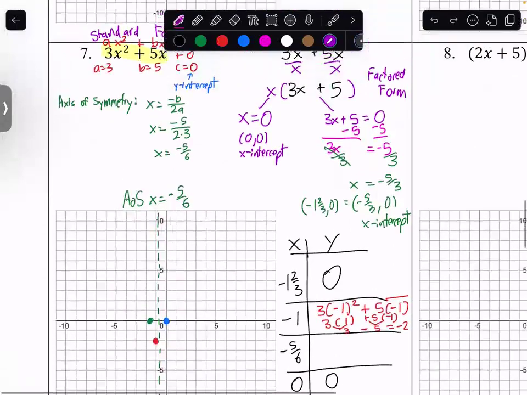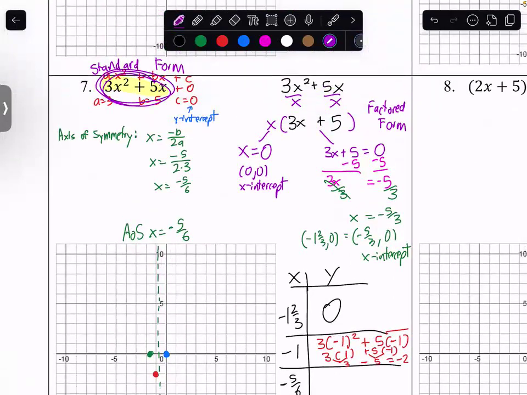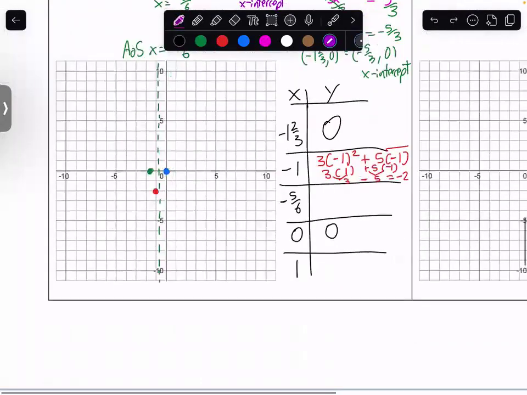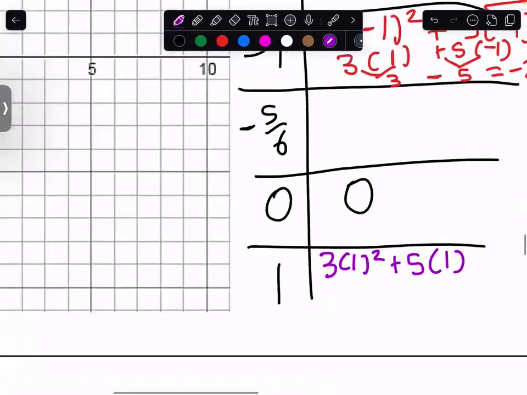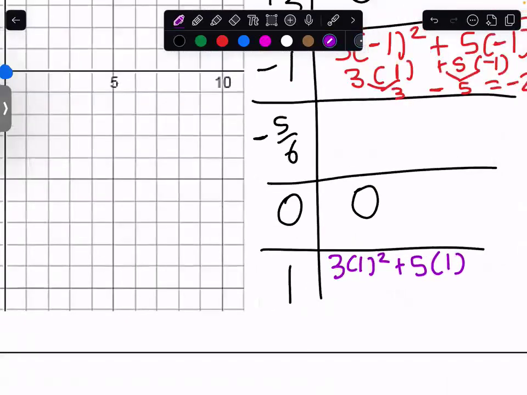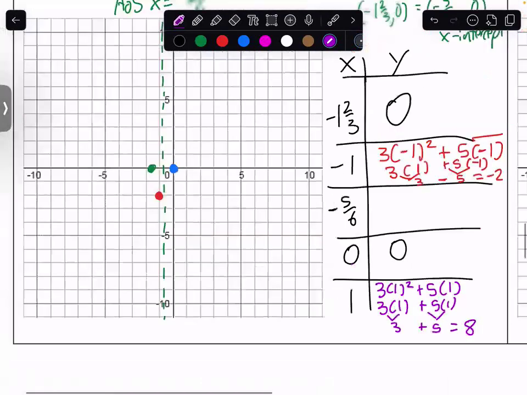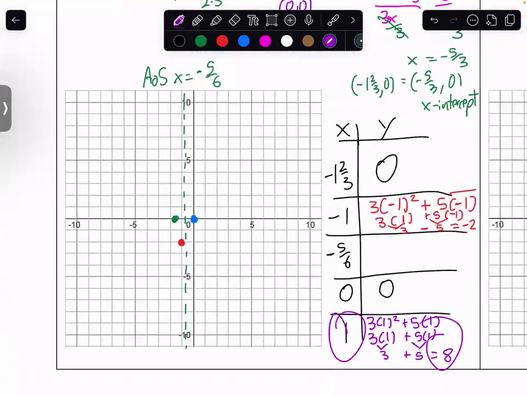Okay, so exact same thing. I'm going to plug into the equation again, but this time I'll use +1 instead of -1. So 3x squared becomes 3 times +1 squared. And then plus 5x becomes plus 5 times 1. Again, exponent first, keep the 3. 1 squared is still 1. 3 times 1 is 3. +5 times 1 is plus 5. And 3 plus 5 is 8. So we have another point: when x is 1, y is 8.